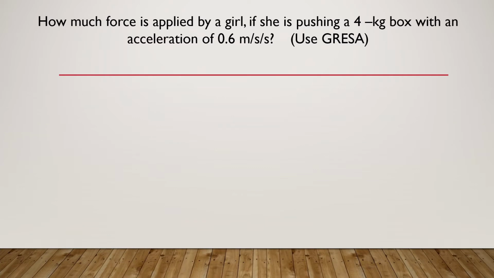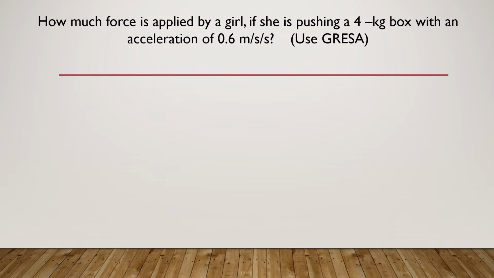In our problem number 1, you're going to solve for the amount of force being applied by a girl as she pushed a 4 kilogram box with an acceleration of 0.6 meter per second per second. So, if you're going to solve this using GRESA, what you're going to do is to substitute the value of the following variables on the given problem.